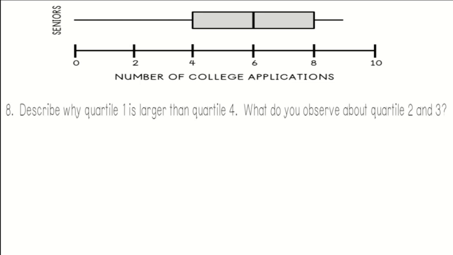Who can tell me why quartile 1 is larger than quartile 4? Sydney? No, it doesn't have more data. Each quartile actually has the same amount of data. Each one's 25% of the data. Kyle? Yeah, it's literally asking you why, though. It's saying why is it longer. Try. What does? Take that. The data's more spread out.